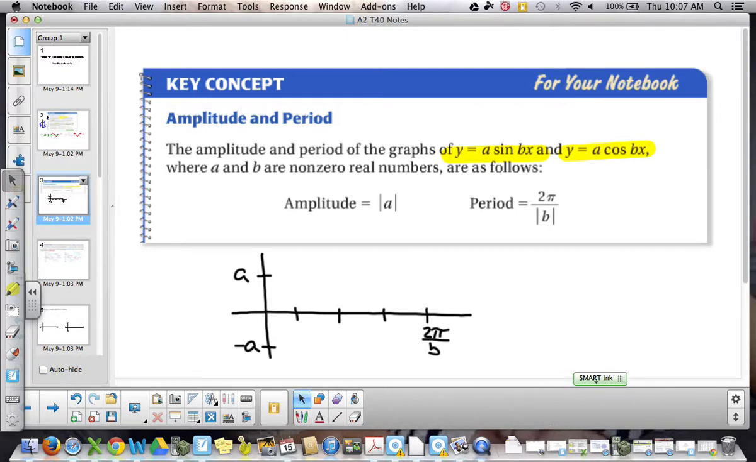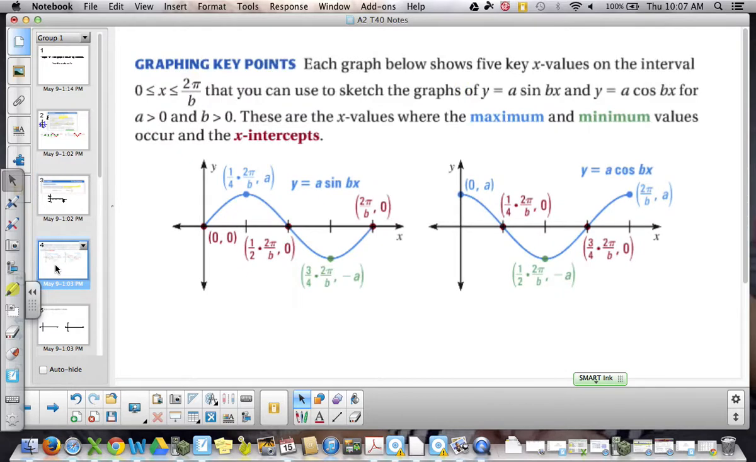Now, once you have the axes set up, then to graph, you're basically just going to use 5 key values, 5 key points. So the first 3 are going to be the x-intercepts. If you're doing sine, you're going to start at an x-intercept. Then at the end you're going to be back at an x-intercept, and then right in the middle you're going to have an x-intercept. If you're graphing cosine, then your x-intercepts will be at the 1/4 way and 3/4 of the way through the cycle.